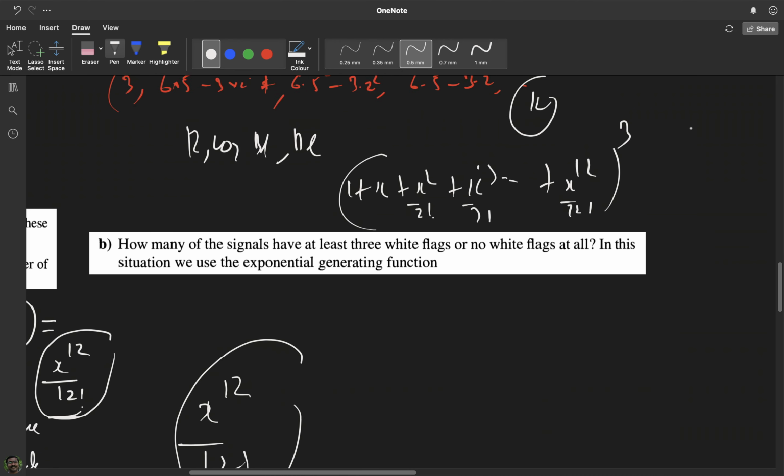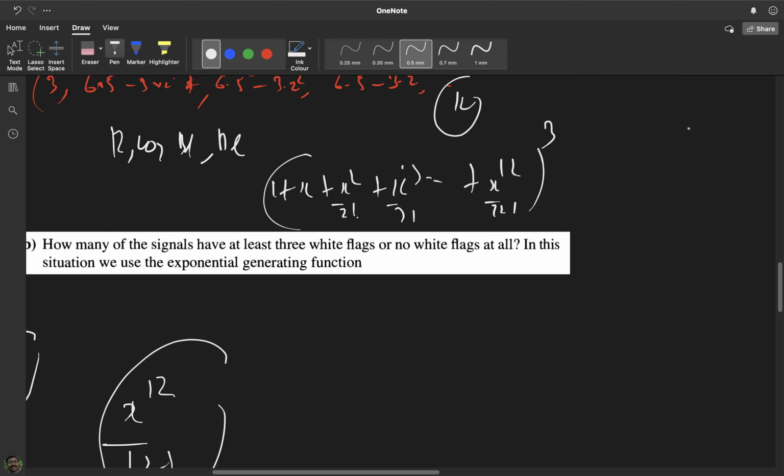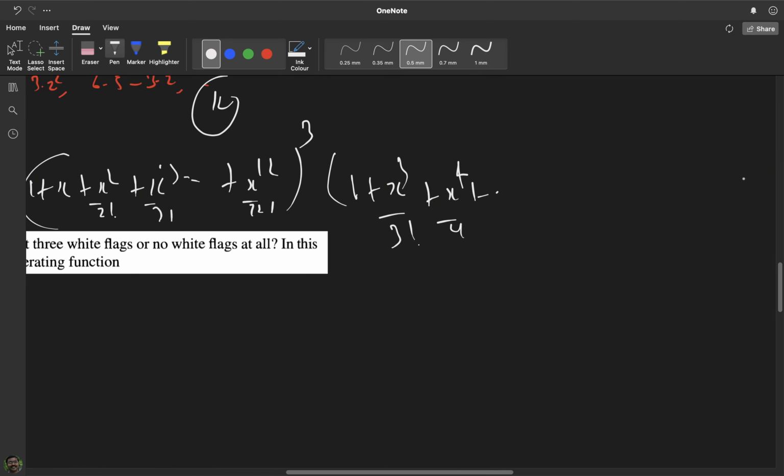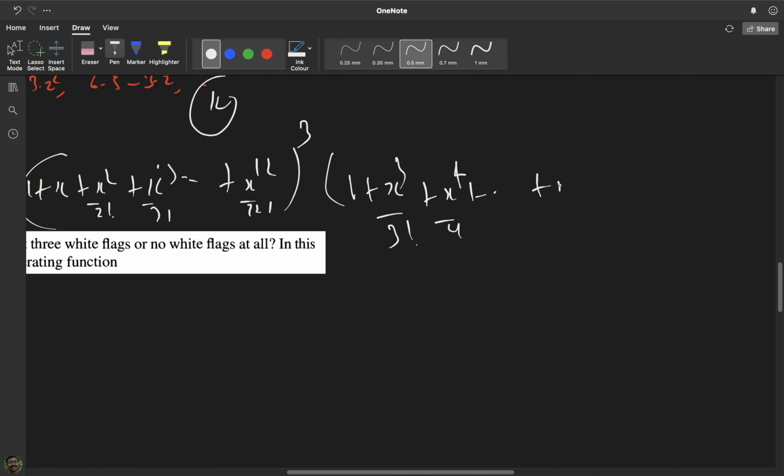Into, when there are at least 3 white flags, what will you be getting? If there is no white flag, then 1 will be there. One white flag cannot happen because they have told at least 3 white flags or no white flag at all. Because of that, there is no factor of x there. There is no factor of x square there. There can be a factor of x cube by 3 factorial etc., x raised to 4 by 4 factorial etc., plus x raised to 12 by 12 factorial.